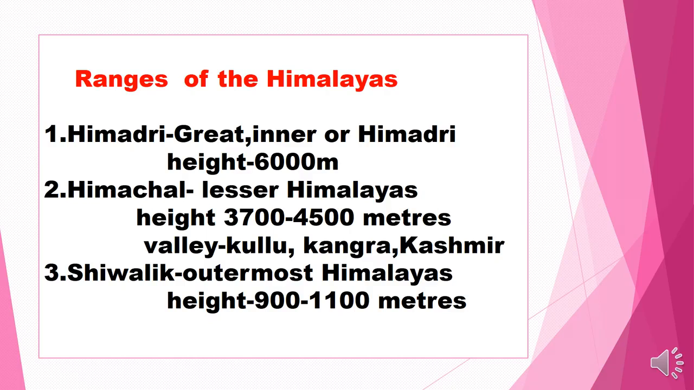Shivalik is called the outermost Himalaya. The Shivalik range is composed of sedimentary rock, its height is 900 meters to 1100 meters, and its width is 10 to 50 kilometers. So there are three ranges of the Himalaya.